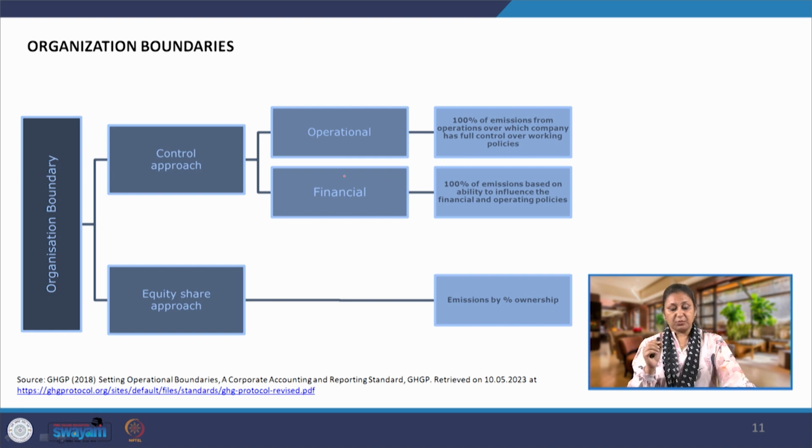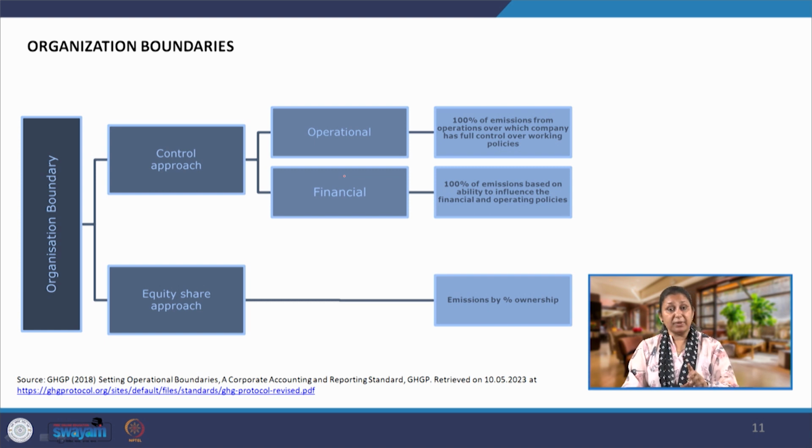So, the operational approach is where the company has 100% control over the operations of a subsidiary company or anything working under it. That is called an operational approach. And the financial approach is where, again, the company has complete control of its financial operations. So, that is known as the financial control approach.